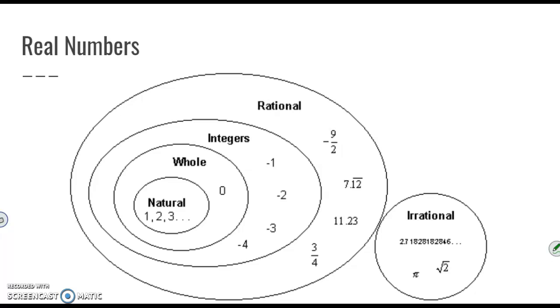Irrational numbers are numbers that cannot be written as a fraction. Examples of those are non-terminating, non-repeating decimals, imperfect squares and imperfect cubes, and pi. Let's explore further.